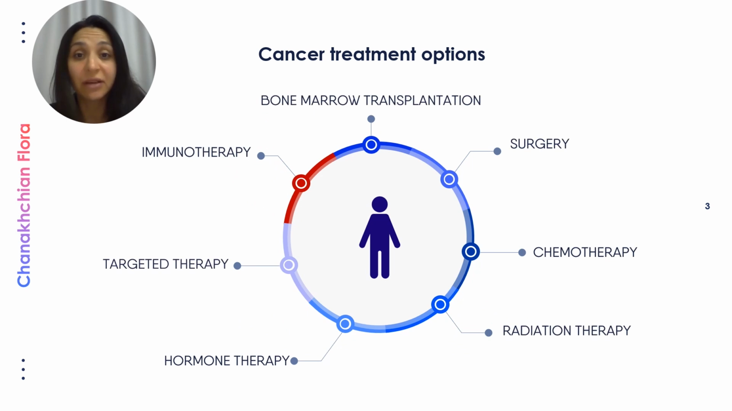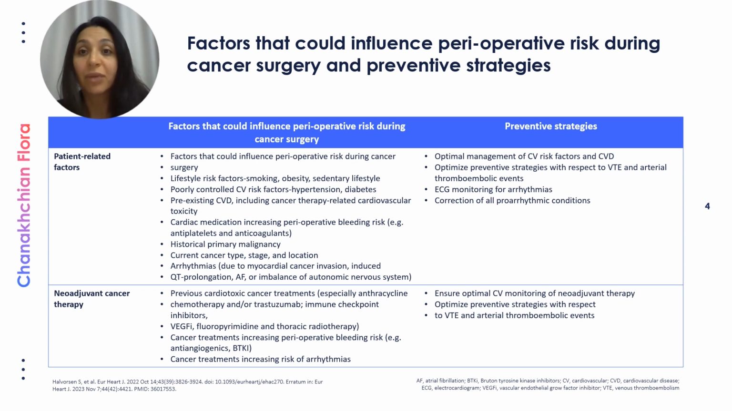There are different types of cancer treatment. About 60% of cancer patients undergo some type of surgery as part of their treatment. Surgery often involves cutting out or removing the cancer from the body. Typically, surgery is a good option for cancers that aren't advanced and haven't spread to other areas of the body. Cancer patients are often older with high prevalence of cardiovascular disease.